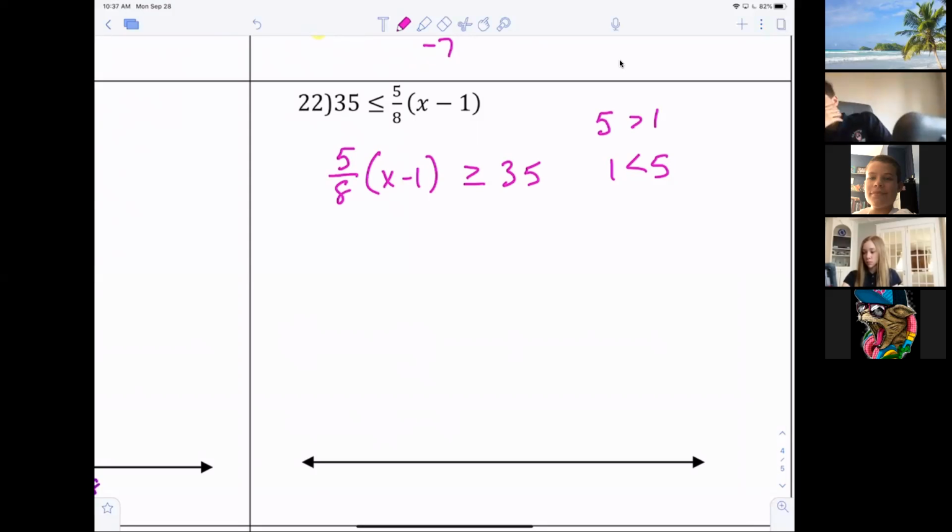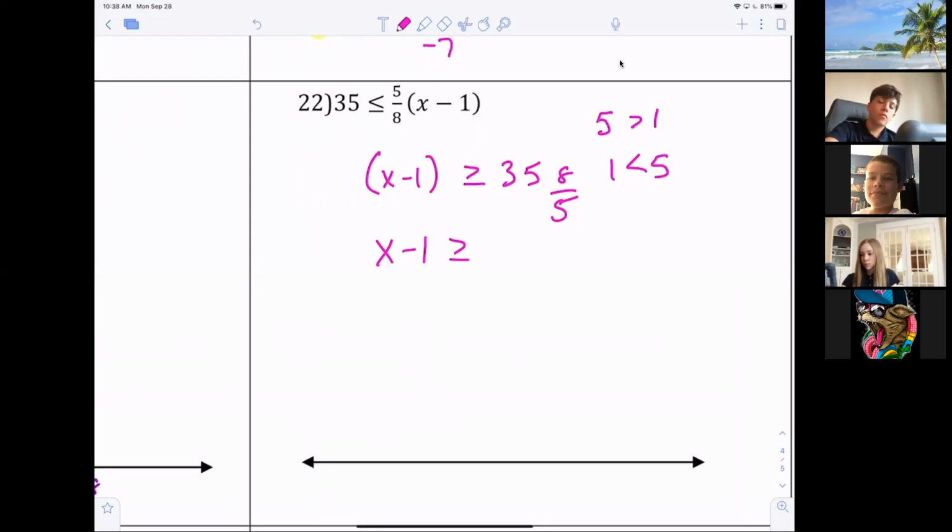Now, of course, to solve this, do I want to distribute or can I multiply by the... yes, let's multiply by the reciprocal. So again, the reciprocal is 8/5. These guys now cancel. So I have x minus 1 is greater than or equal to... Now again, I want you to say 35 divided by 5 is 7. 7 times 8 is 56.